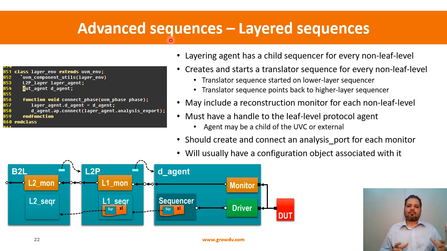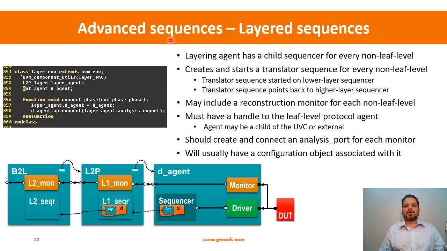So if you have that type of a protocol structure and you want to model each of the layers as agents, then you are not only creating a layered sequence, but in a way you are also creating layered agents. So that is the much higher level concept at play.